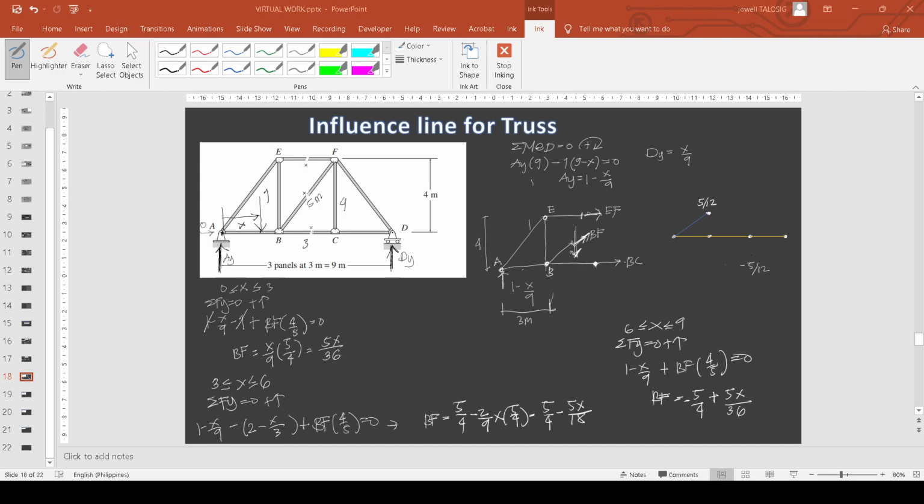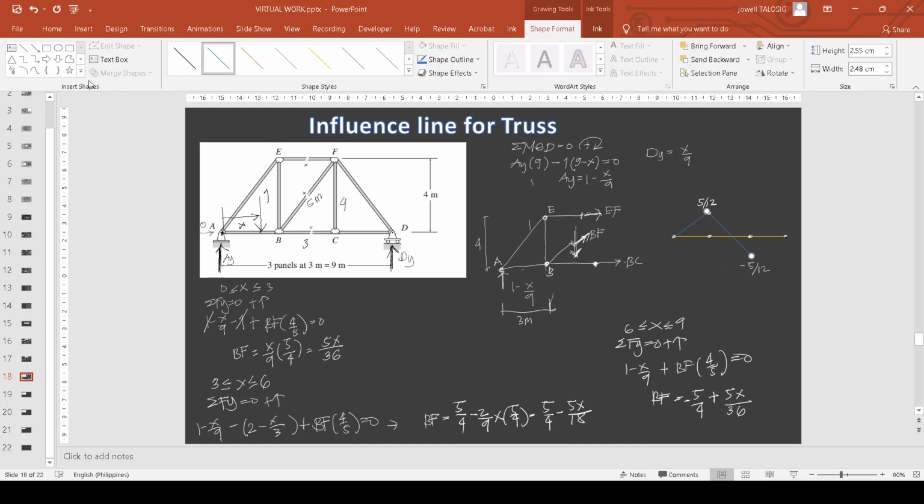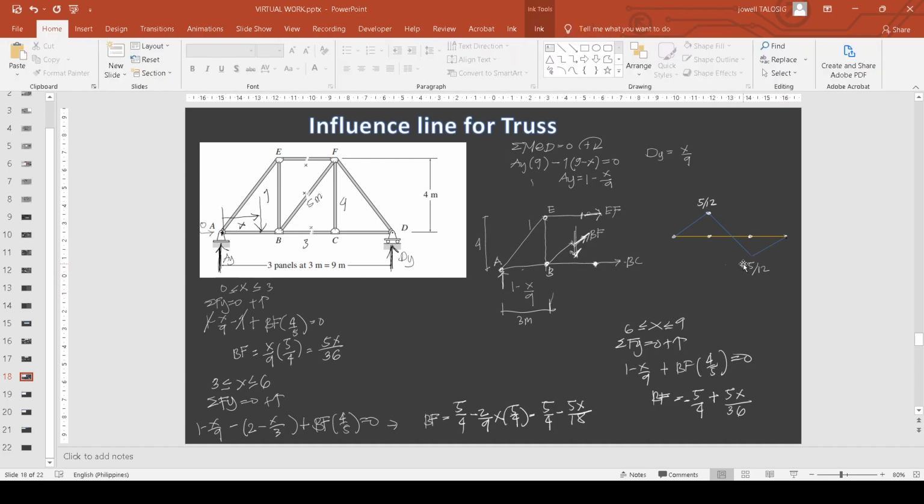So, next, when x is equal to 9. So, when x is equal to 9, so 0. Lalabas. Okay, so 0 na to. Okay, so point na to. Then we are now going to connect the points. Yan, no? Then another one. Okay, so this is our influence line for member BF.